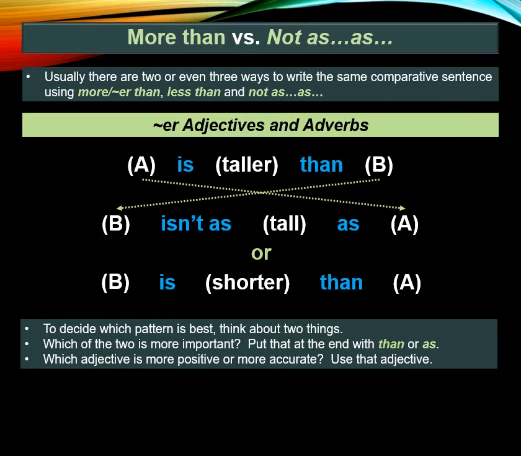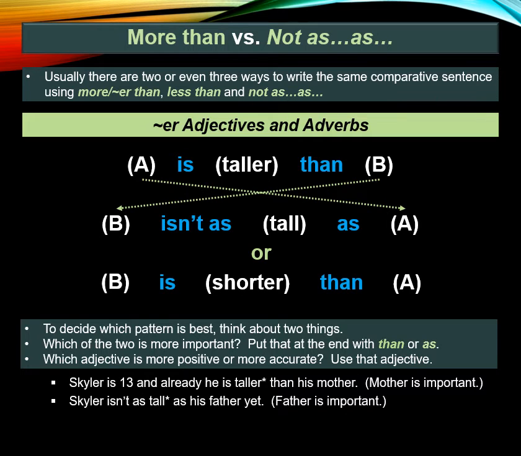Which of the 2 things is more important, A or B? Whichever is more important, put that at the end with than or as. Or which adjective is more positive or more accurate? Use that adjective. For example, Skylar is 13 and already he is taller than his mother. Mother here is more important.